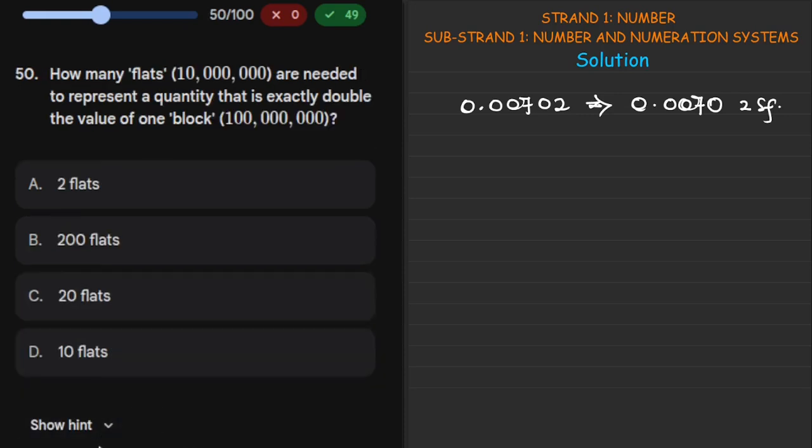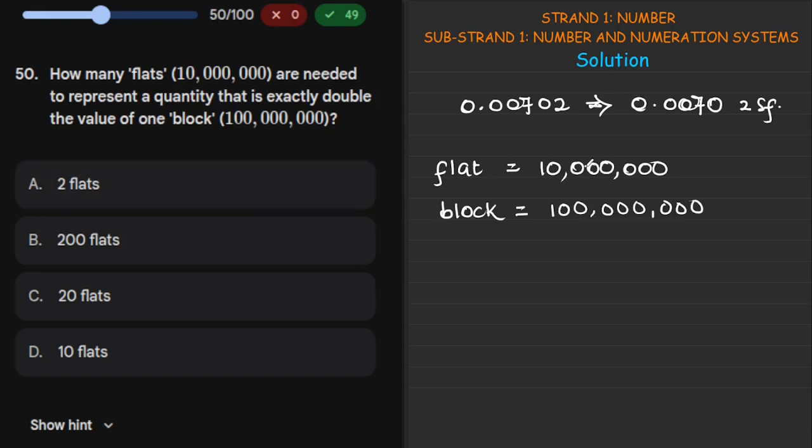Question number 50. How many flats are needed to represent a quantity that is exactly double the value of 1 block? We know that our flat, so we know that our flat is what? A 10 million. And a block is 100 million. But what we actually want to model is what? Double of a block. So double of a block is then going to give us all of this times 2. So it is just a 200, and then we put our zeros there.